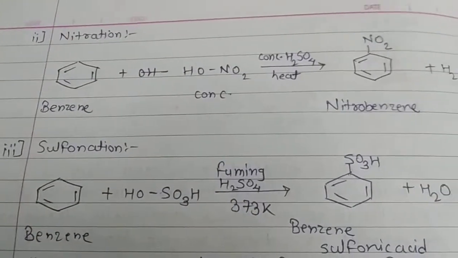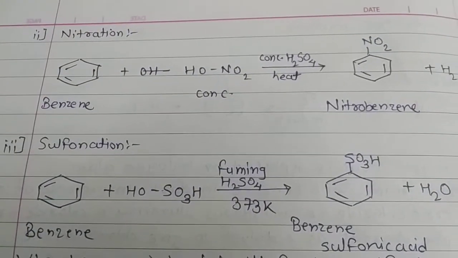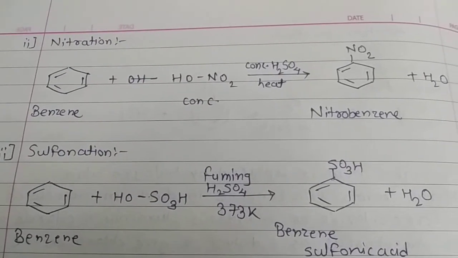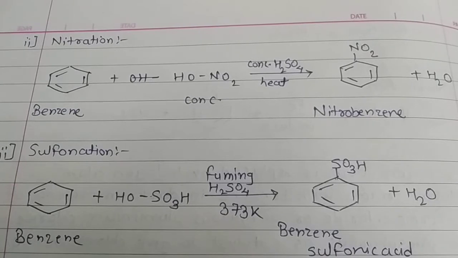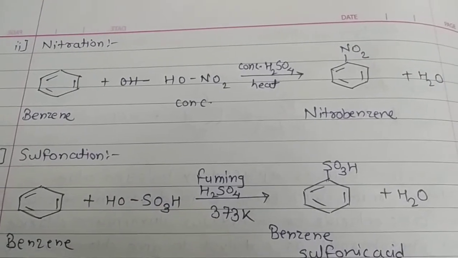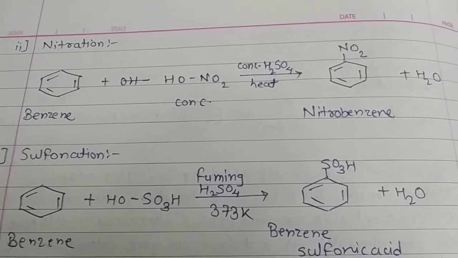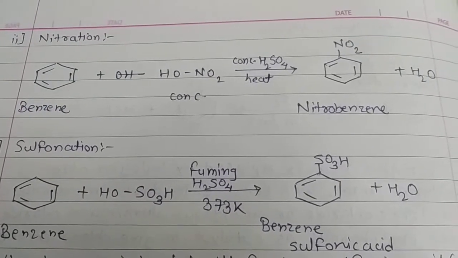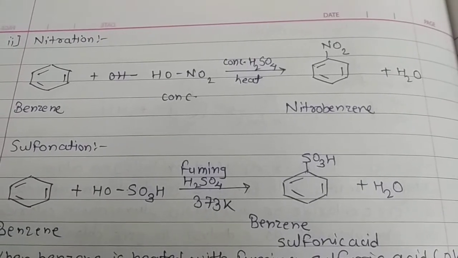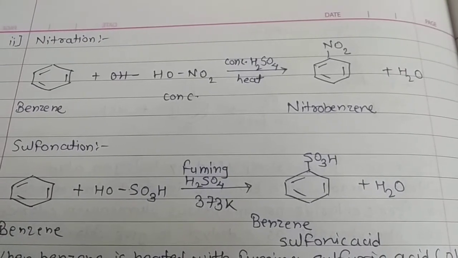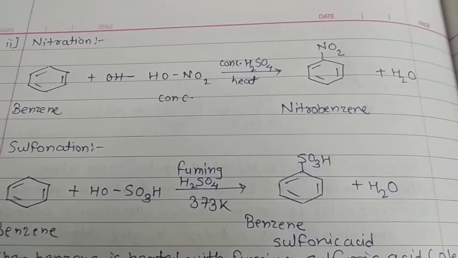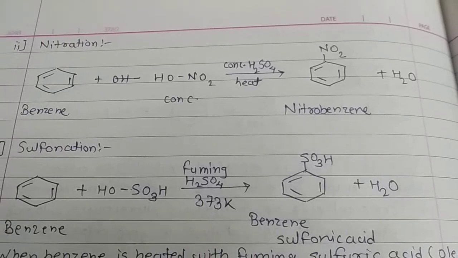So halogenation is over. Now next reaction is nitration reaction. Nitration is done in the presence of nitric acid and sulfuric acid, both concentrated, and the combination of them is known as nitrating mixture. From the nitrating mixture, nitronium ion is generated, that is NO2 plus, and that is again an electrophile. So again electrophilic substitution reaction takes place and we'll get nitrobenzene as the product.